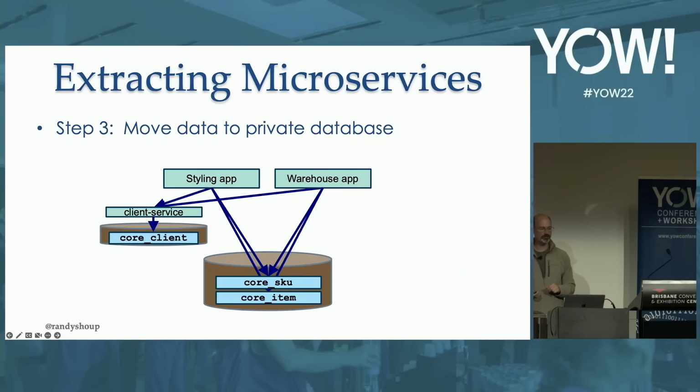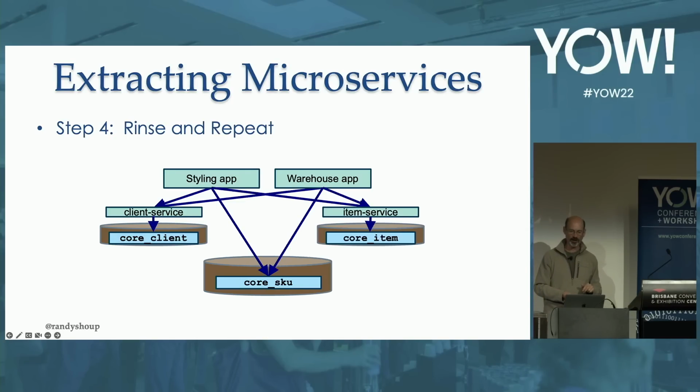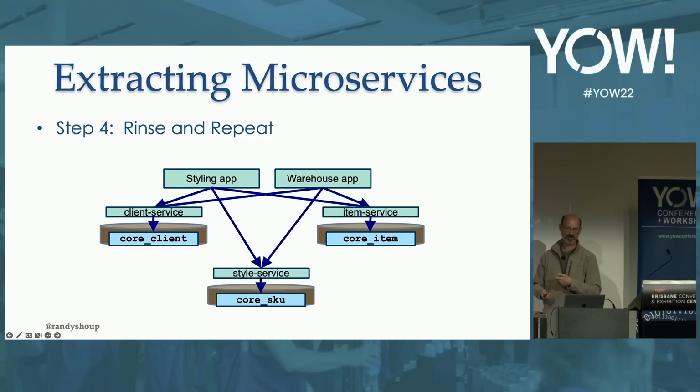So now that only this client service is using the constellation of tables that are around clients in this database, now and only now can we move those out into an isolated, or I'll call it private, database that's associated only with a service. And now we just rinse and repeat, right? Again, there's a lot of work associated with this, but now we do that with, in this example, items. Now we do that with styles or SKUs. That's like the metadata about the inventory that we have.